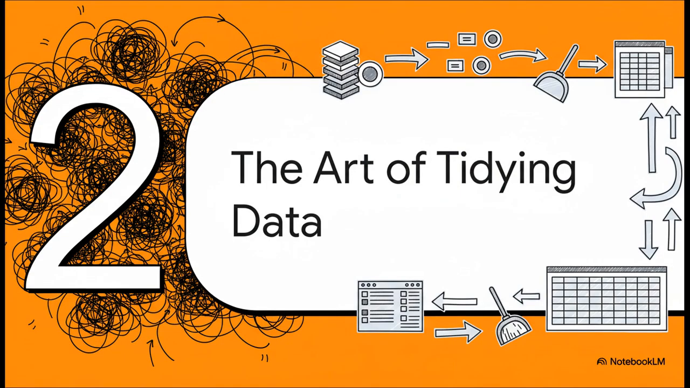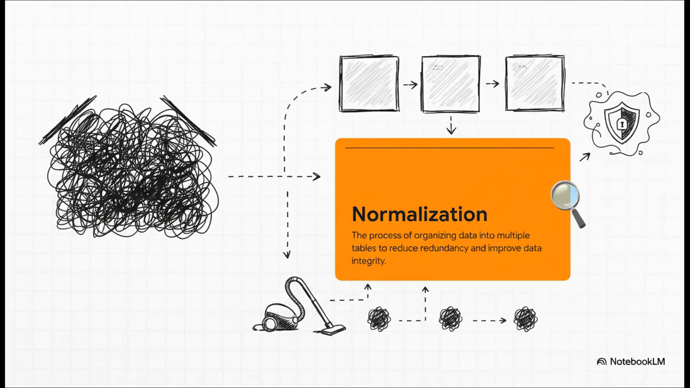Okay, so how do we fix this chaos? We need a system, a way to organize our data intelligently. And this is where this beautiful concept called normalization comes into play. You can think of it as the art of tidying up your data. So what is normalization? It's basically a formal process for cleaning house. The whole goal is to break down these big, messy tables into smaller, much more logical ones.